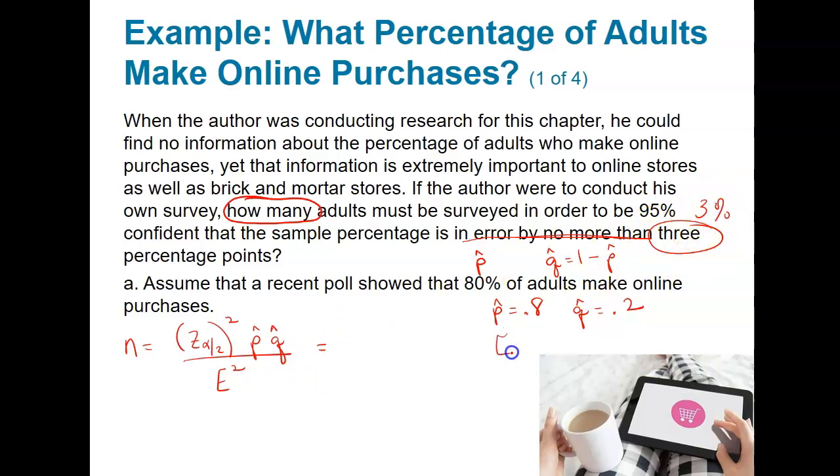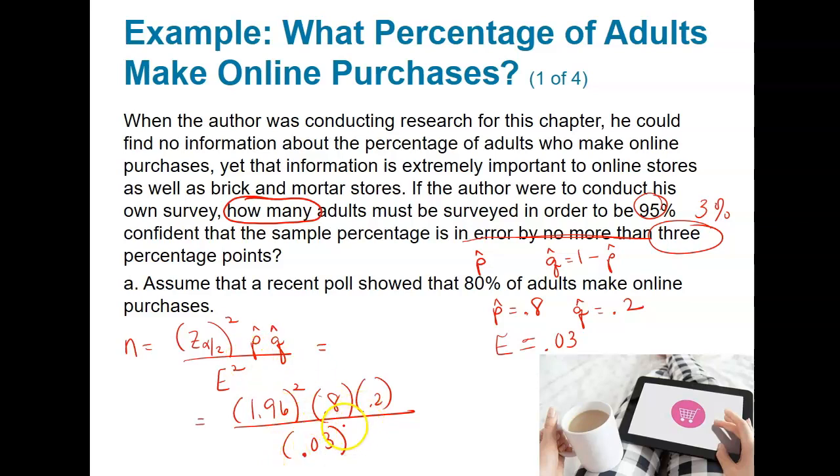I do need to convert that to a decimal, so 0.03. I want to be 95% confident, so that's an indication of my confidence level. For 95%, hopefully you remember that the critical value is 1.96. P hat is 0.8. Q hat is 0.2. And the margin of error is 0.03.